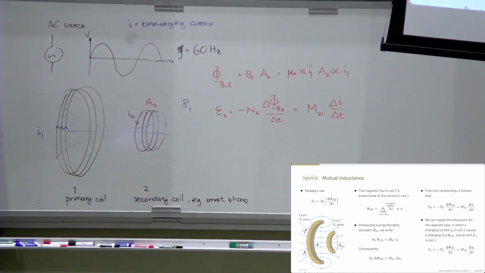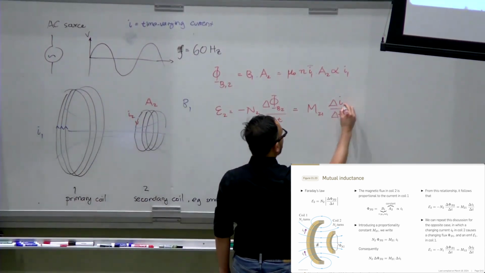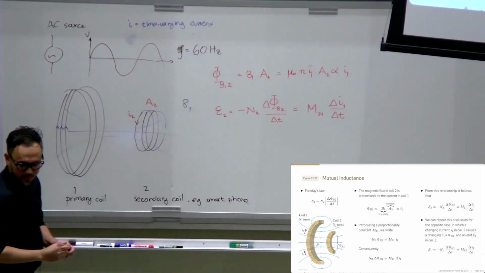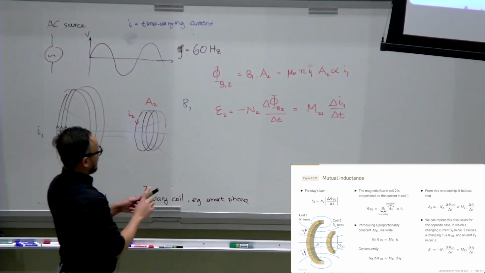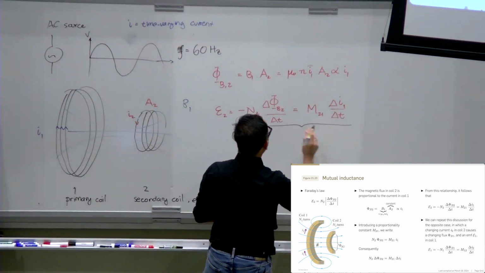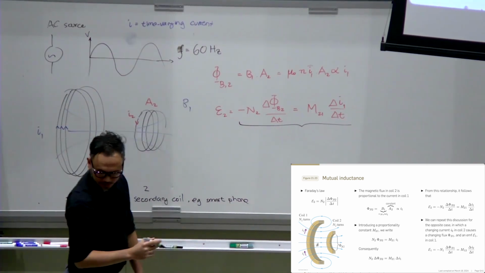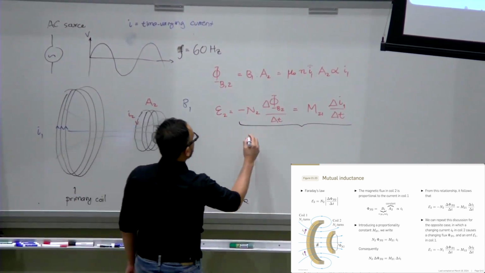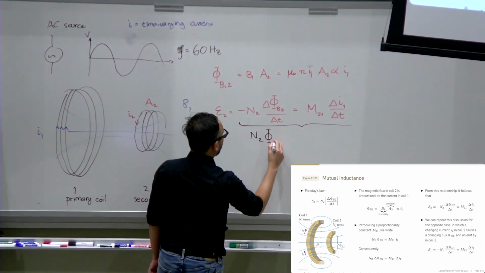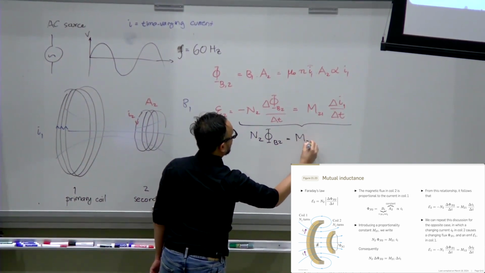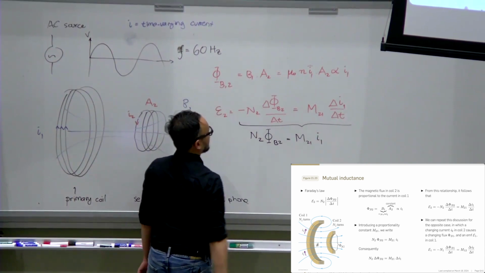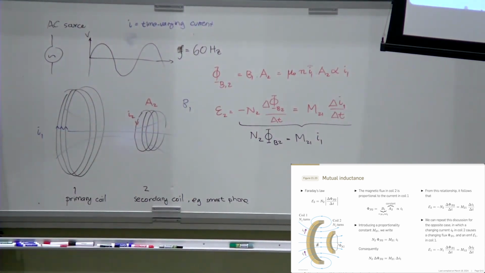Is that clear? I made a mistake, I forgot to put 1. So basically, using this part of the equation here, this gives M. So N2 times the flux of B2 is equal to M21 times I1. Any questions so far?